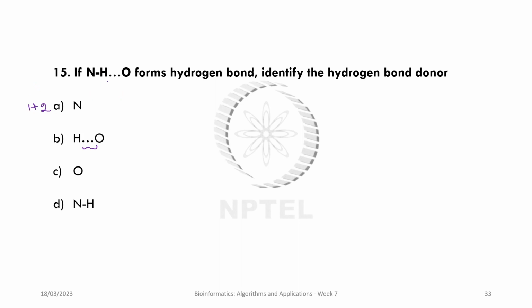So obviously, right? If the bonding is going to happen between H and O, the atom that is covalently bound to H needs to be electronegative, with a partial negative character, which will snatch electrons or distort the cloud so that there's a partial positive character on H, which allows it to form a bond with O. So the hydrogen bond donor is N.